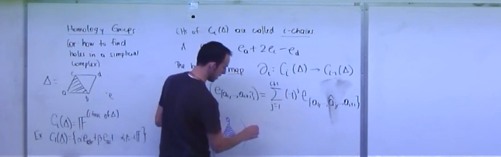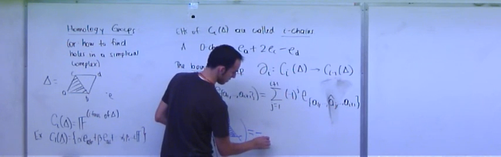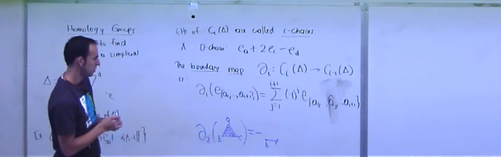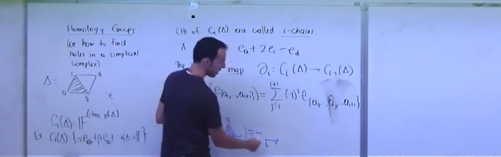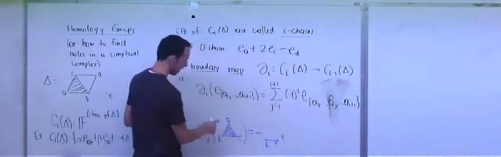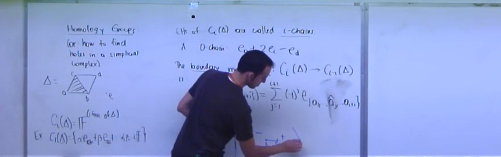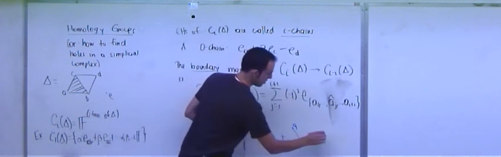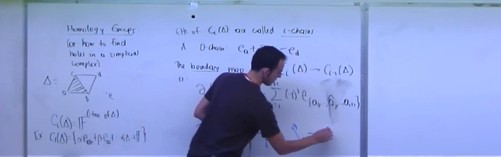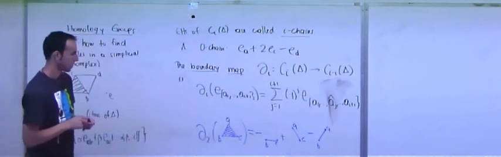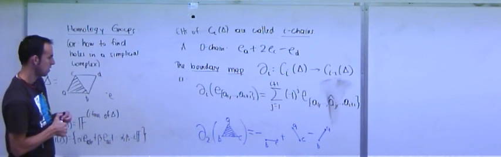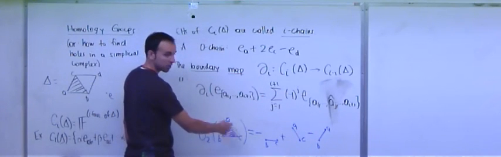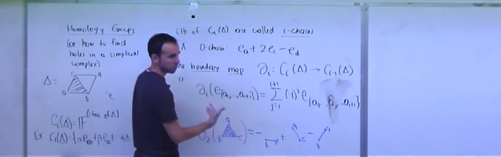So I get minus BC. Because I knocked the first guy off, then I knocked the second guy off, and so I get a plus sign, and I get AC. And then minus, and I knock the third guy off, which is C. And I get AB. Okay? And so if you look at it, this is basically the boundary of the triangle, right? The three boundary edges with some signs. Okay?